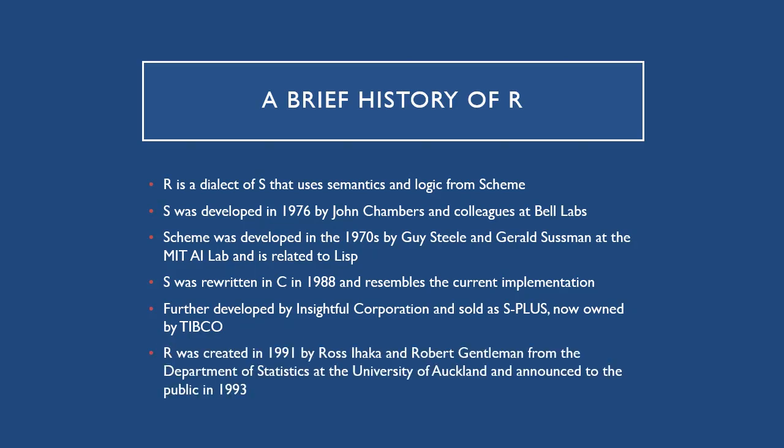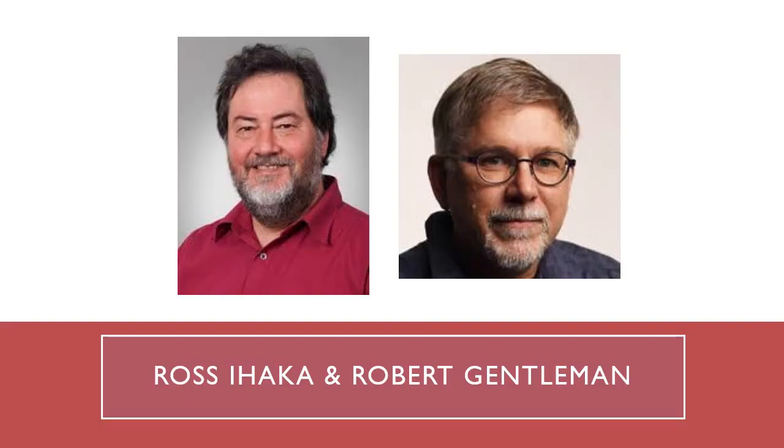Now, R itself was created in 1991 by Ross Ihaka and Robert Gentleman from the Department of Statistics at the University of Auckland and announced to the public in 1993. It was announced to the public, but as you'll soon see, not released to the public until substantially later. But let's take a look at the two inventors of R, Ross Ihaka and Robert Gentleman. Here they are.